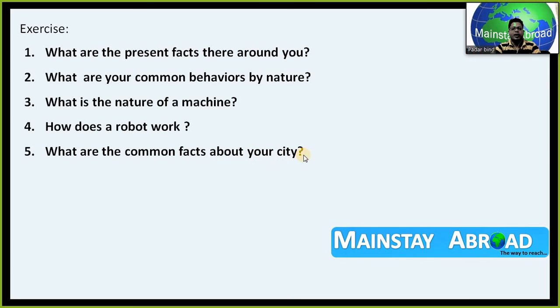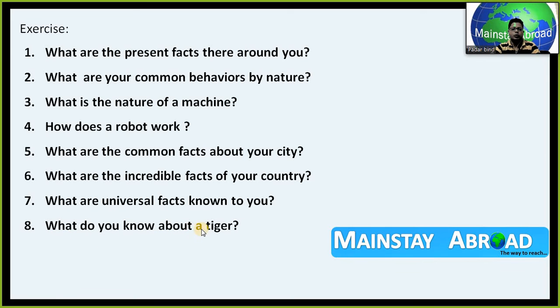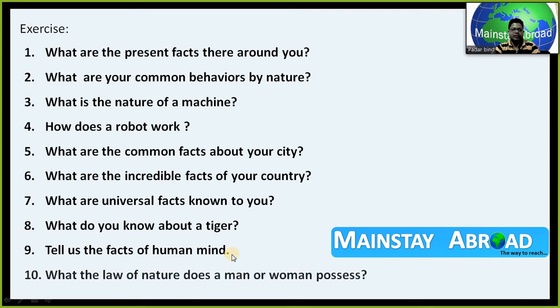What are common facts about your city? And what are the incredible facts of your country? What are universal facts known to you? And what do you know about a tiger? Tell us the facts of the human mind. And these are the techniques you need to go by. The last one is, what laws of nature does a man or woman possess? Law of nature, so here it is not about behavioral nature. I have mentioned law of nature. If you don't have an idea, then you can search on Google and understand the terminology to speak about it.